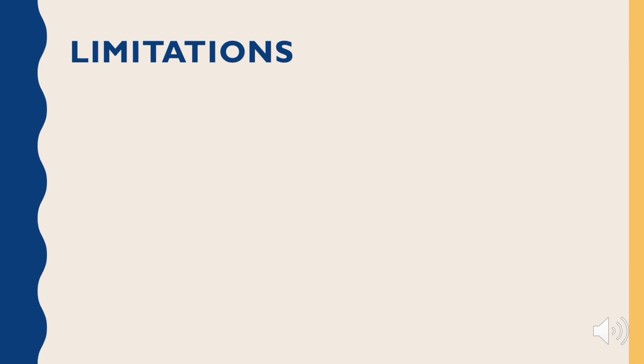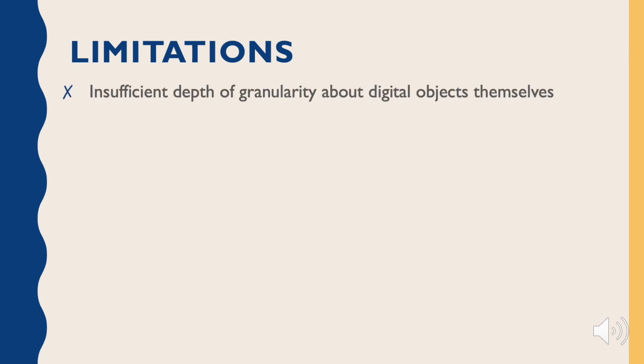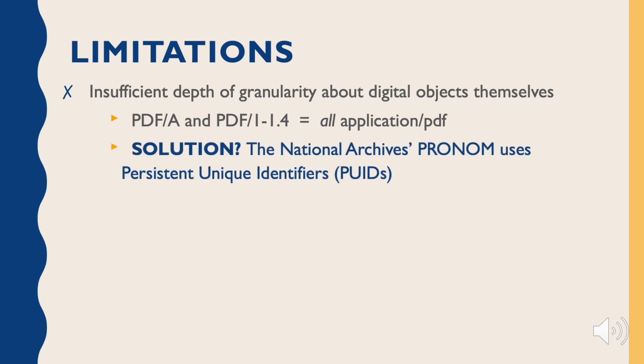Of course, media types have their limitations. Although they contain key data about file formats, they shouldn't be used as sole unique identifiers for objects. That's because they don't provide enough granularity about specific objects and their specific formats. For instance, PDF/A and PDF versions 1 through 1.4 all had the same media type, application/PDF. To tackle this, the National Archives uses its own persistent unique identifiers for each and every file format registered on PRONOM, its file format registry.